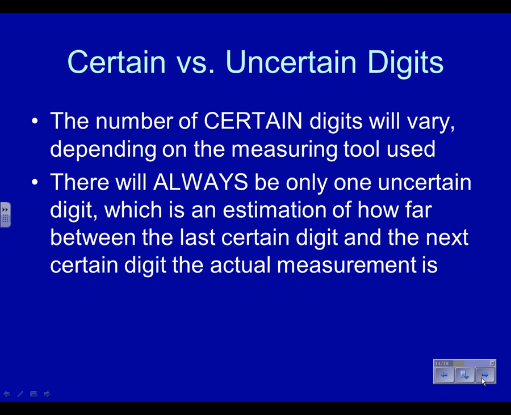So, the number of certain digits is going to vary depending on the measuring tool that we are using. The number of uncertain digits is always going to be the same, one. Good there? Got this written down?